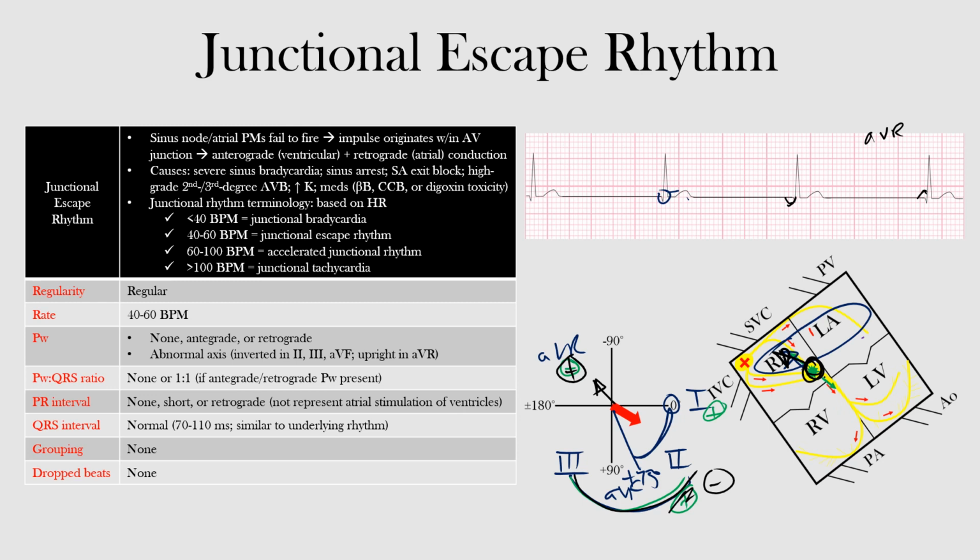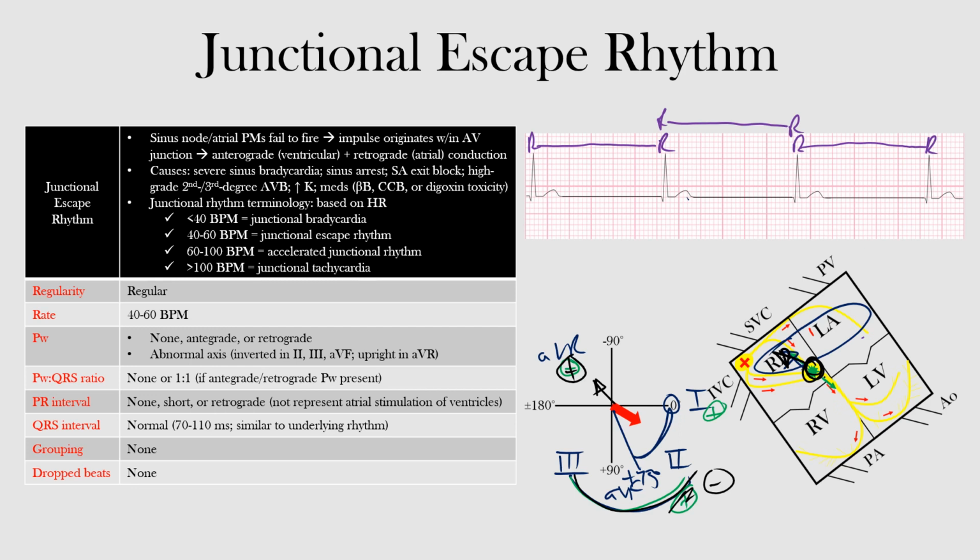Let's just look at this. So again, a regular rhythm, meaning that our intervals are occurring at equally spaced time intervals. So from one R wave to the next, okay, all of these R to R intervals are occurring at equal distances, okay, at the same time in between.